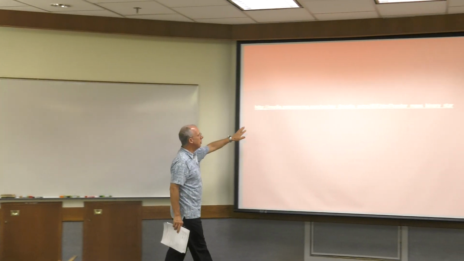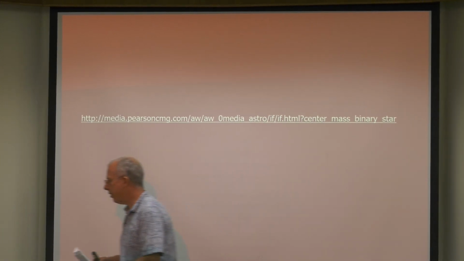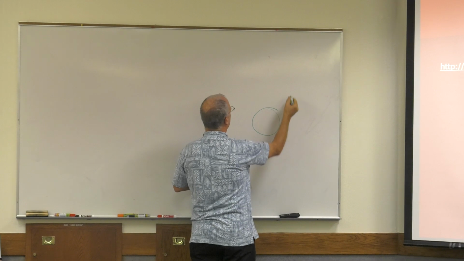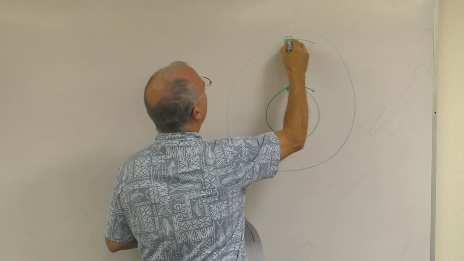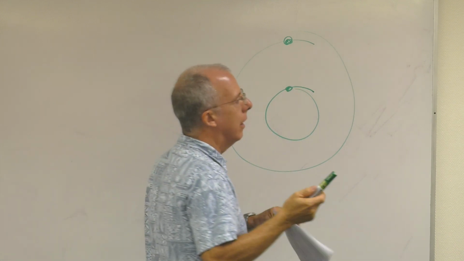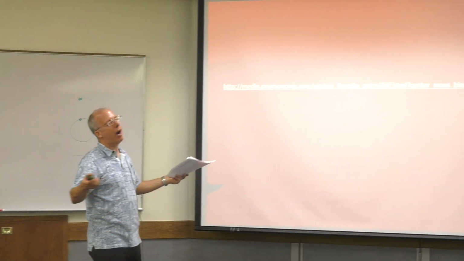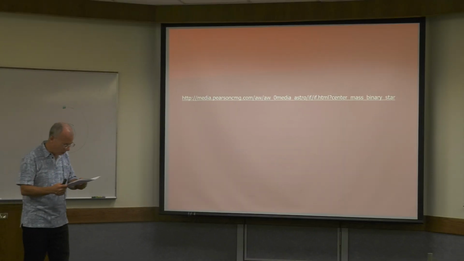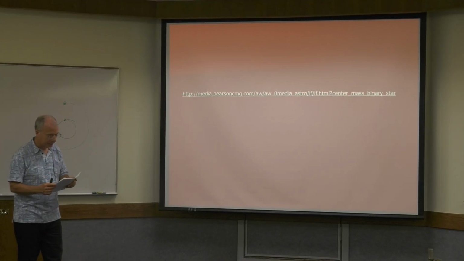I highly recommend you play with this simulation. It's a simulation where you have two planets orbiting, and you can change the masses of either one of them, and you get to see where the center masses are. It's kind of fun. Please, it says binary stars. Okay, so there's two stars, not two planets, whatever. I hope you will take the time to play around with that.